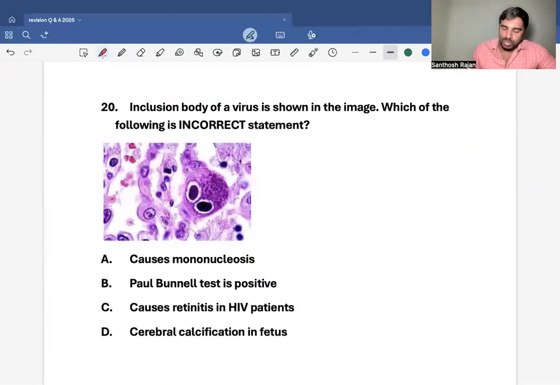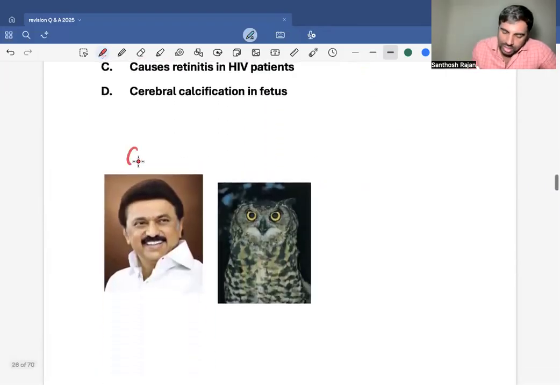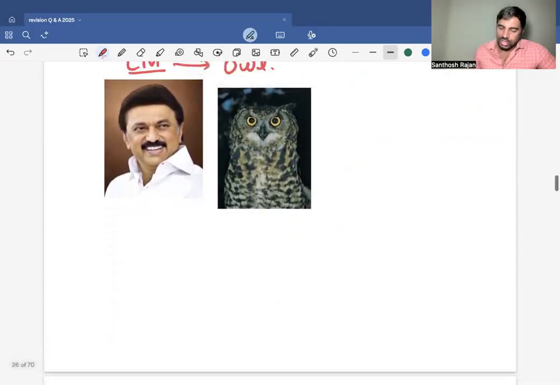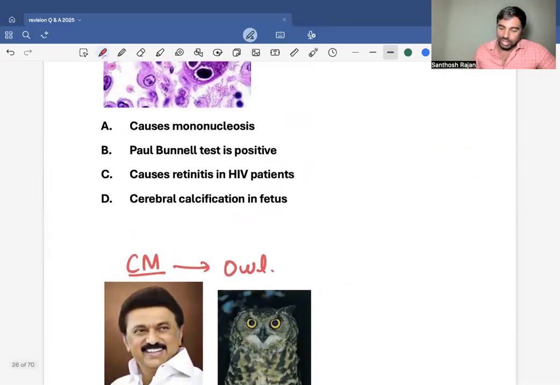Which of the following is correct? So what I'm seeing is an owl eye inclusion body. When I see an owl eye inclusion body, I always think of the chief ministers. Chief minister's house, they always have this owl in their house. Okay, they have the owl. This is one thing. Okay, remember, main thing that's important.